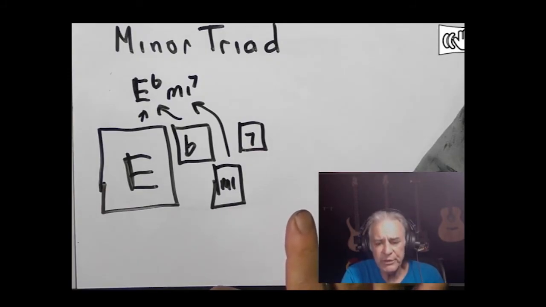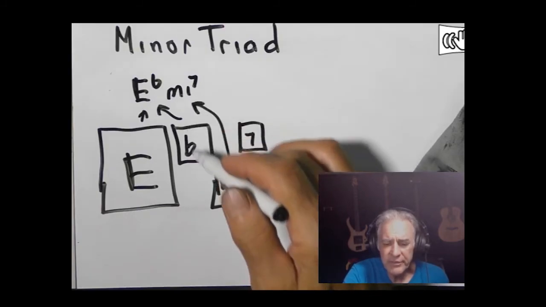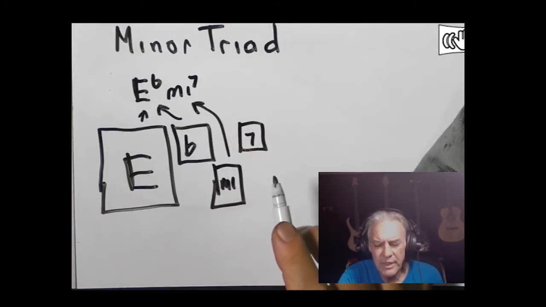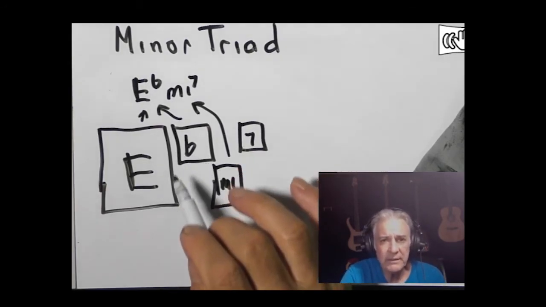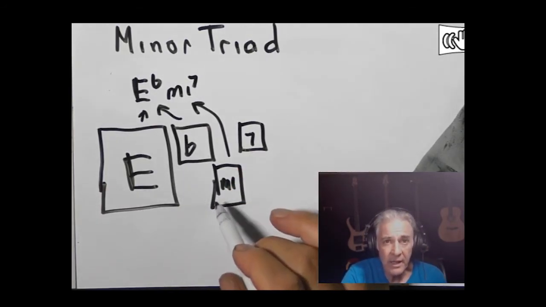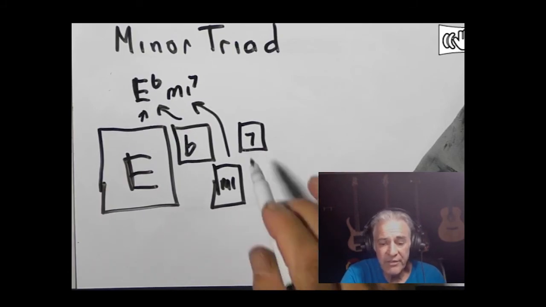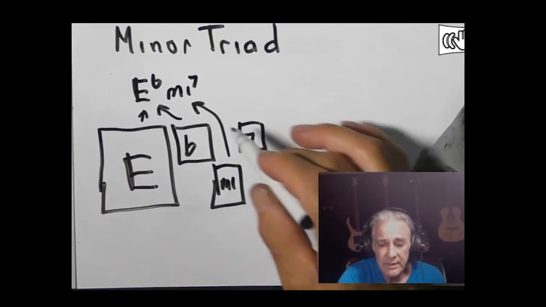It's symmetrical, as you can see, and it makes plenty of sense. There's no ambiguity anywhere in this chord. E, letter name. Flat makes it an E flat. Minor makes it an E flat minor. 7th makes it an E flat minor 7th.